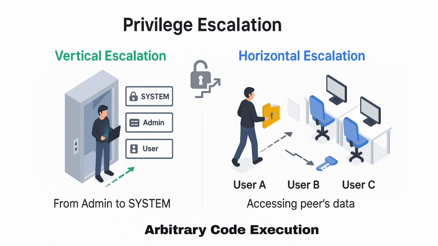There are two types of privilege escalation you should be aware of. You have vertical escalation. This is where you're gaining higher privileges, like moving from admin to system level. And then you have horizontal escalation. This is where you're accessing another user's data or permission without increasing privilege level. Privilege escalation often leaves audit log trails and can trigger security alerts.